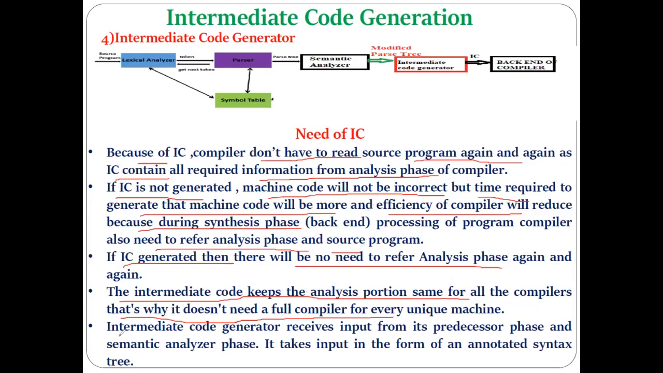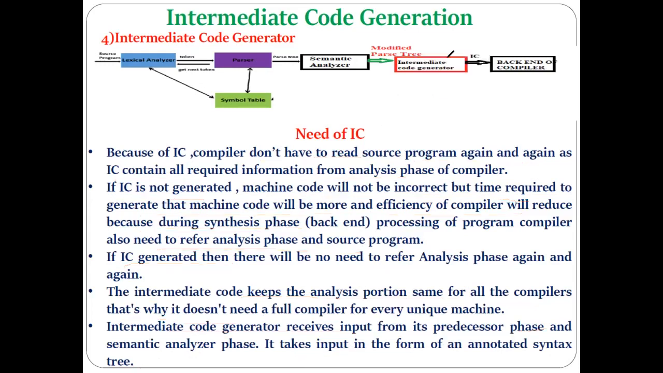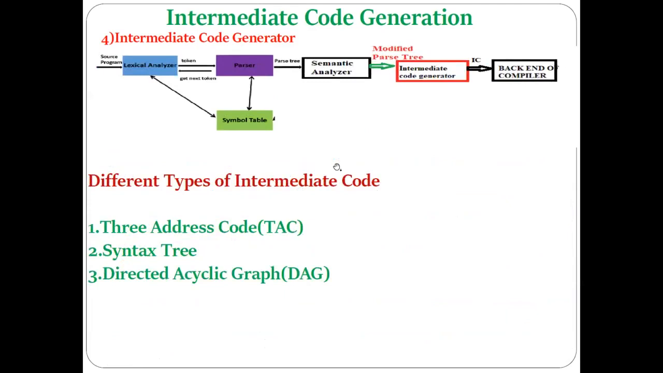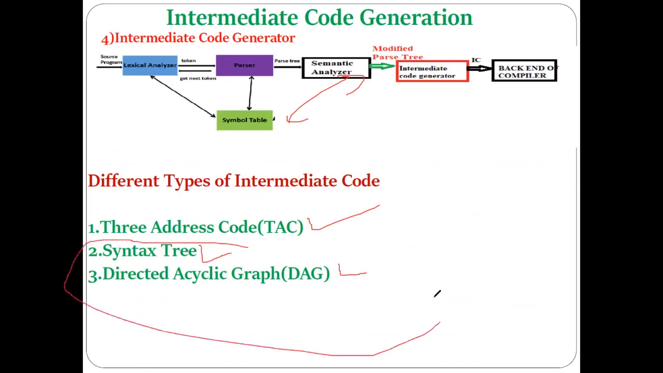So the intermediate code generator receives its input from its predecessor, the previous phase, the semantic analyzer phase. It takes that input in the form of the annotated parse tree, and finally it generates the intermediate code. Among the different types of intermediate code I told you, one of the important and most utilized types is the 3 address code. And then the syntax tree and the directed acyclic graph. So these 2 we are going to discuss today.